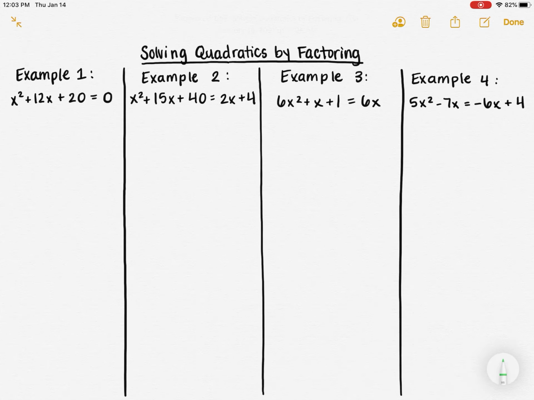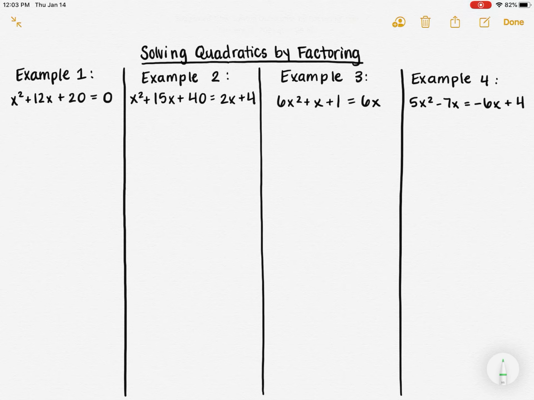Hi everyone, so you've already seen a video on how to factor, but I wanted to make a video on how to solve quadratics using factoring. So here we have 4 equations we're going to solve, and the method we're going to use is factoring. So if you look at example 1, we have x squared plus 12x plus 20 equals 0.